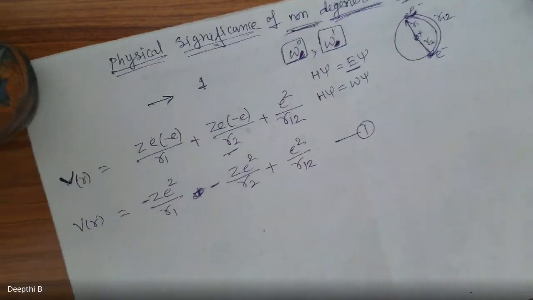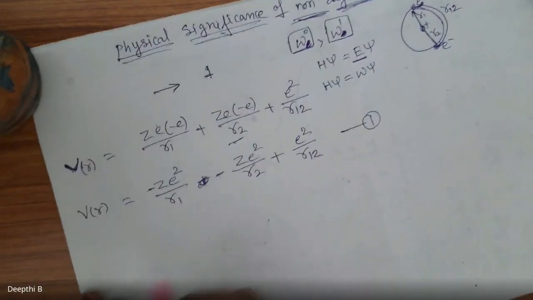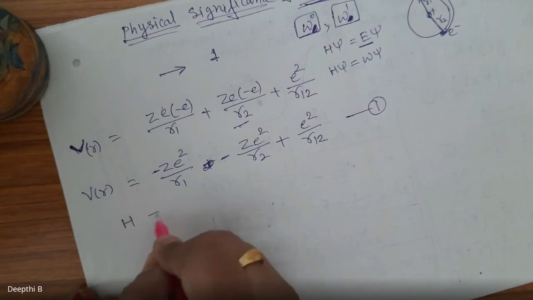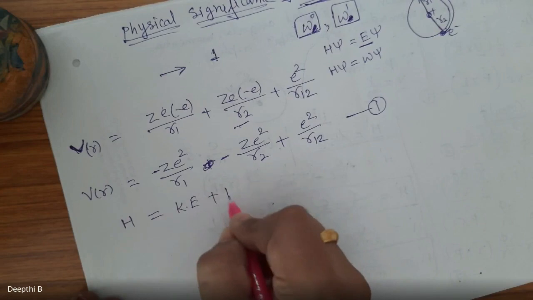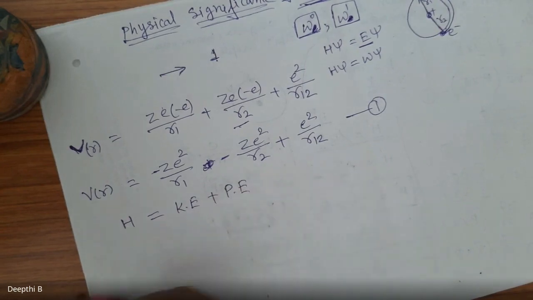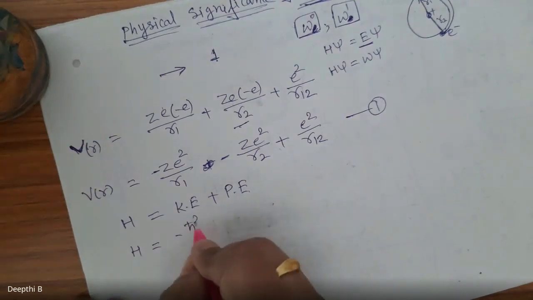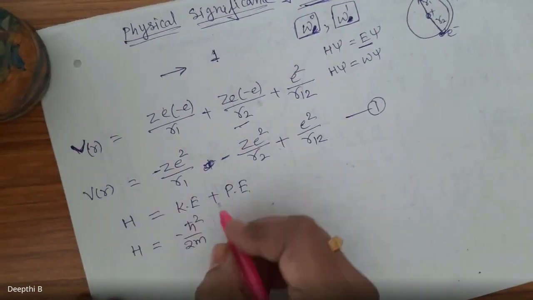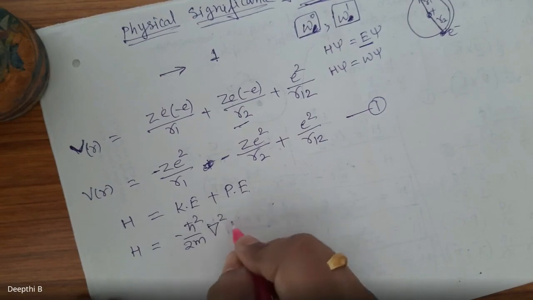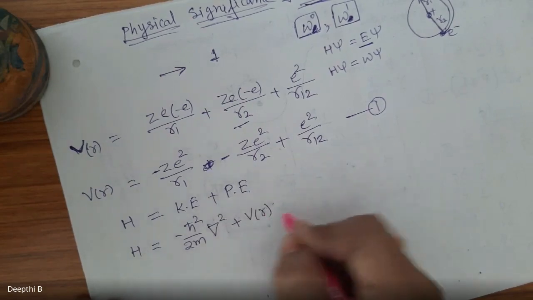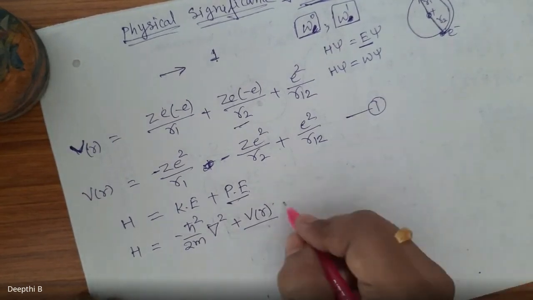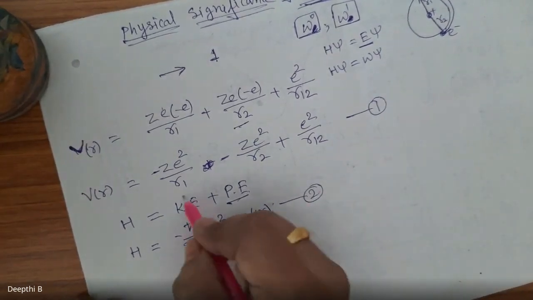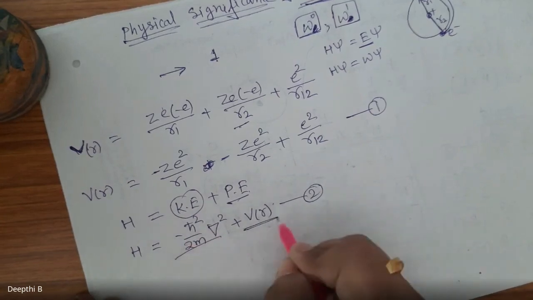Now the total Hamiltonian. Total Hamiltonian means total energy. Total energy is equal to kinetic energy plus potential energy. Kinetic energy is denoted by our Schrodinger wave equation, minus h cross square by 2m del square, plus Vr, where Vr is the potential energy. It is equation 2. This is kinetic energy and this is potential energy.